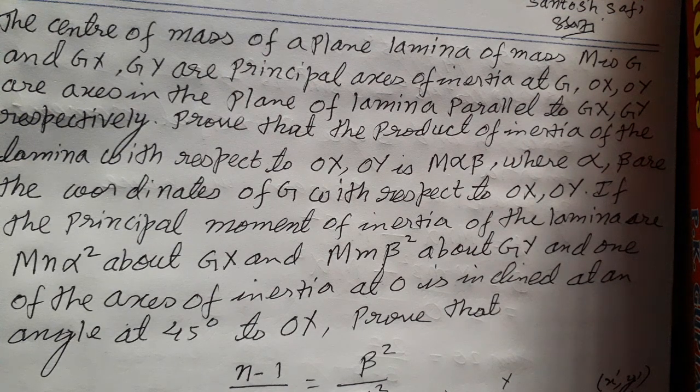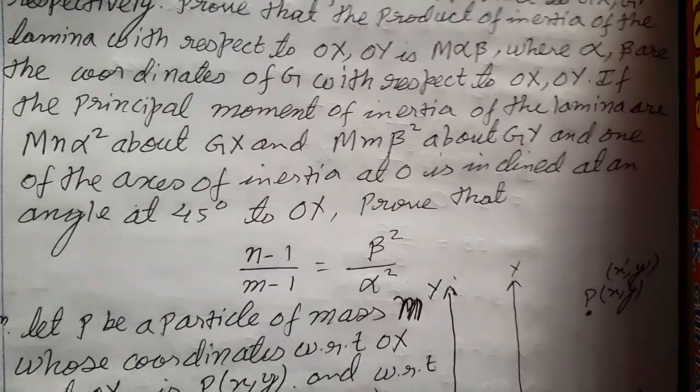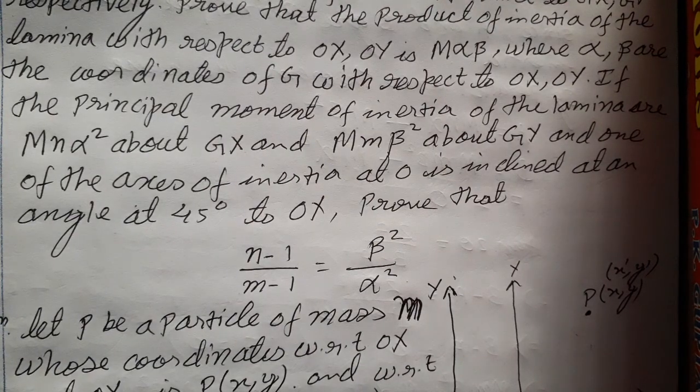They have also given that the moment of inertia of the lamina about Gx is M n alpha squared and about Gy is M m beta squared, which are parallel, and there is also one axis of moment of inertia at O, which is inclined at an angle of 45 degrees to Ox. Then we have to prove that (n minus 1) divided by (m minus 1) is equal to beta squared by alpha squared.